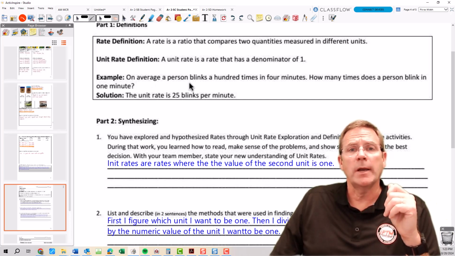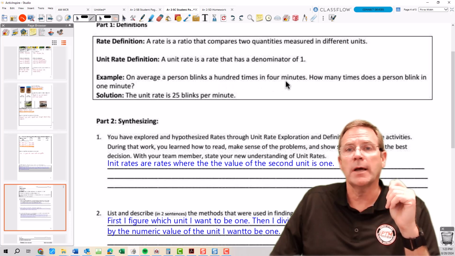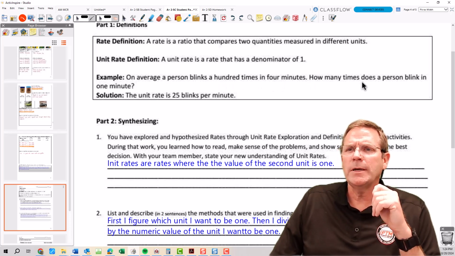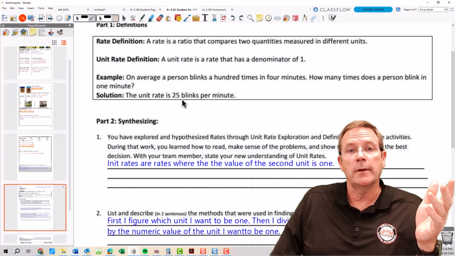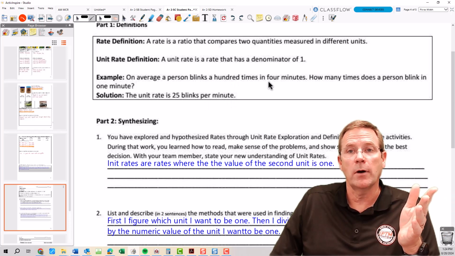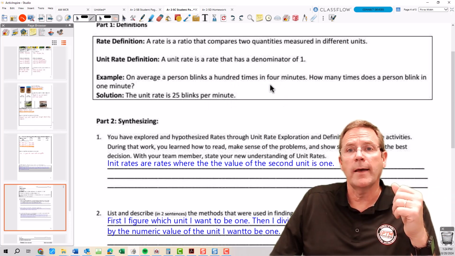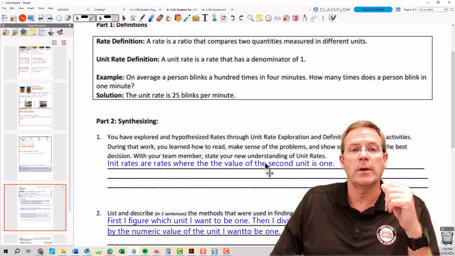An example: an average person blinks 100 times in 4 minutes. How many times does that person blink in 1 minute? A solution could be that they would blink 25 blinks per minute. Well, you divided the 100 and the 4 both by that 4 to find out how many would be in 1 unit.